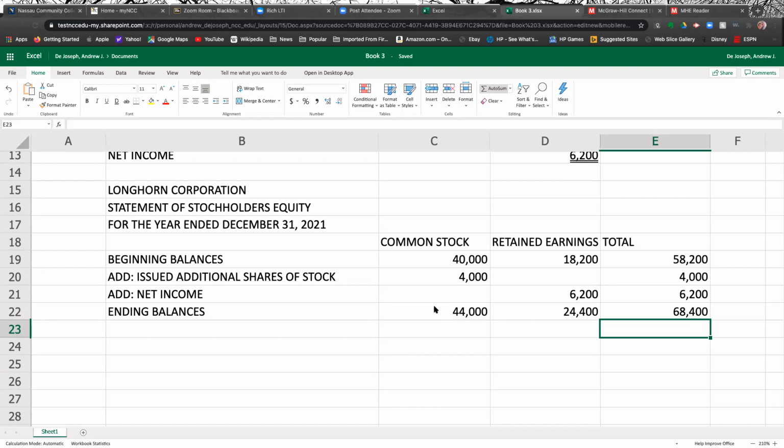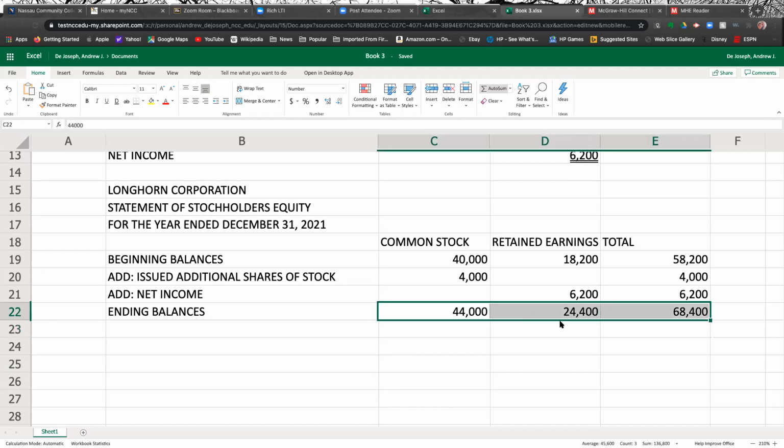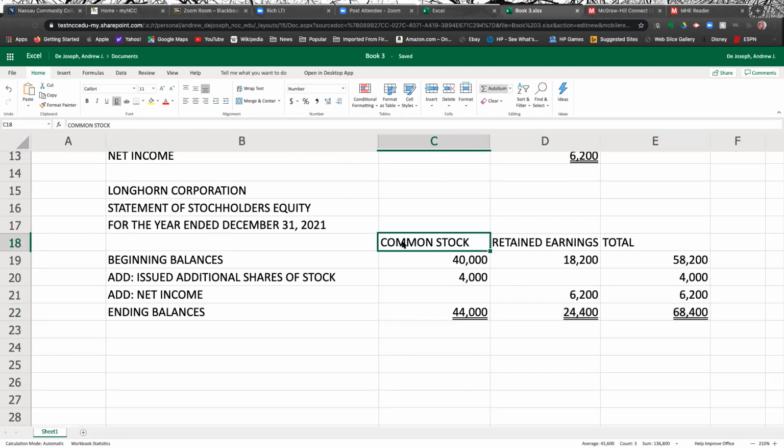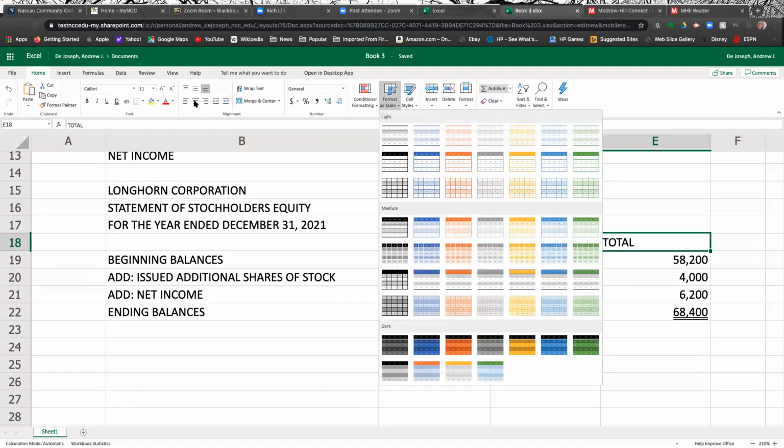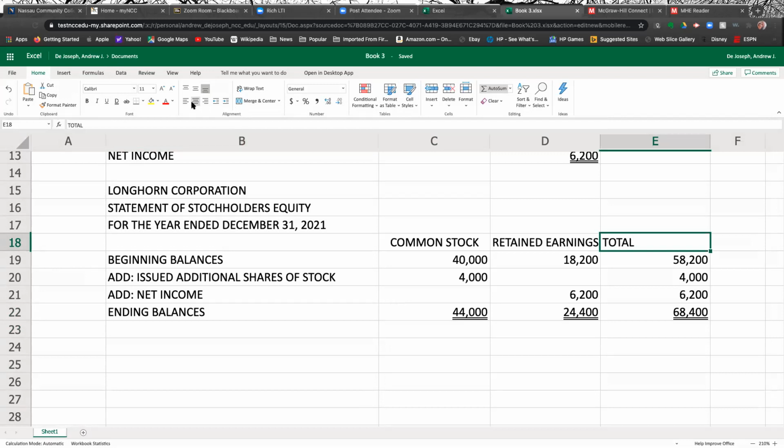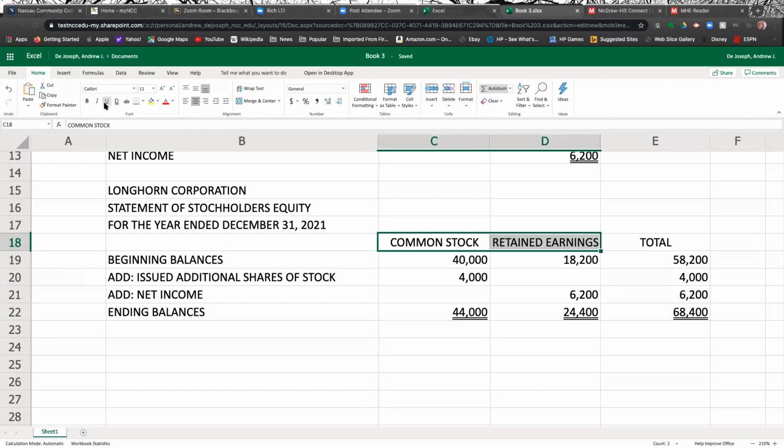$68,400 looks right. Okay, so that is correct. Right, and again, when you do the thing in Connect, it's already formatted for you. You don't have to do anything to make it look pretty. It already looks the way it's supposed to look.